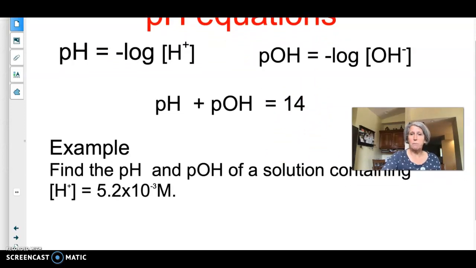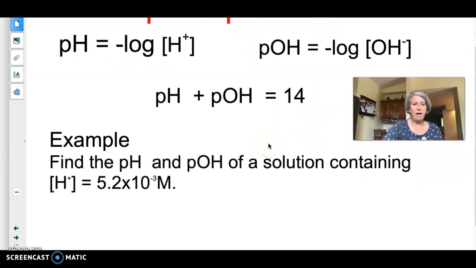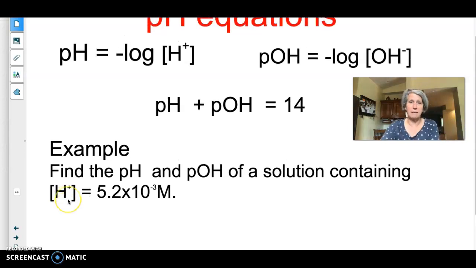So I want to do this problem right here. It says find the pH and the pOH of a solution containing the hydrogen ion concentration of 5.2 times 10 to the negative 3 molar. And remember, this could also be H3O plus. Remember that H3O plus and H plus mean the same thing.